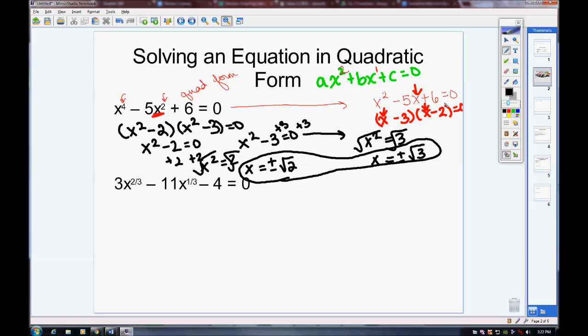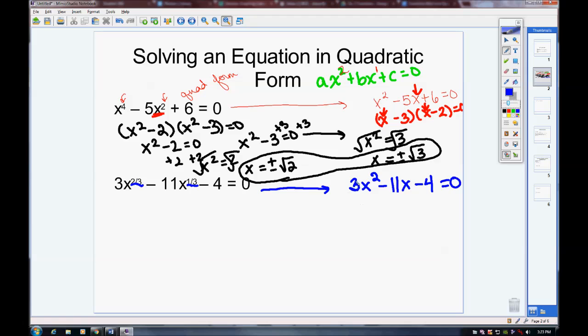Okay, let's apply this idea again. To tell if it's in quadratic form, I need to check to see if this exponent is half of this exponent. Well, 1/3 is half of 2/3, so I can treat this like it's a quadratic. Some find it easier to come over here, write this as a quadratic, and then factor it here, and then come back and bring it over here and write it with the appropriate variable. So we're going to try it this way on this one.